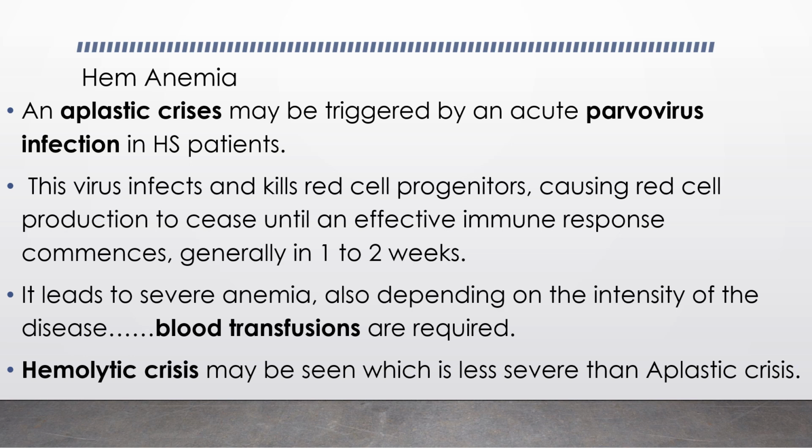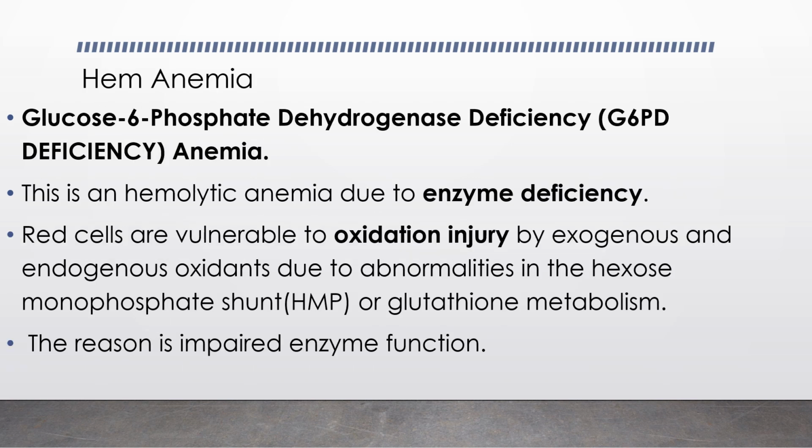Complications: aplastic crisis, parvovirus infection, viral infection. Suddenly, it causes decreased or almost stopped production of cells in the bone marrow. The virus infection kills red cell progenitors, so production ceases until an effective immune response commences, which takes 1 to 2 weeks, and the patient is in real trouble due to this. Hemolytic crisis is also seen, which is like aplastic crisis but less severe. But transfusions may be required, will be required. That was about hereditary spherocytosis.